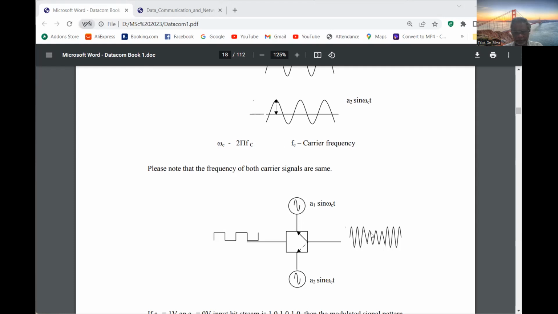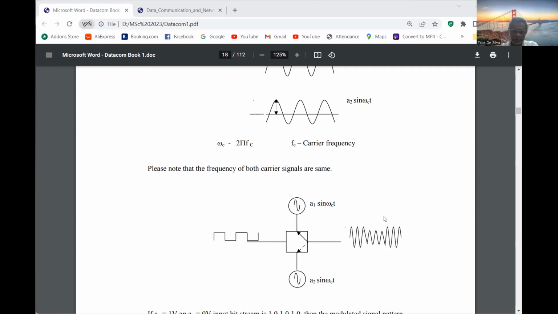One is the high amplitude and the other is the low amplitude. When a 1 comes, the high amplitude is coming. When the 0 comes, the low amplitude is coming here. So this is the input signal and this is the output signal. So this is called ASK, amplitude shift keying. Is that one clear?